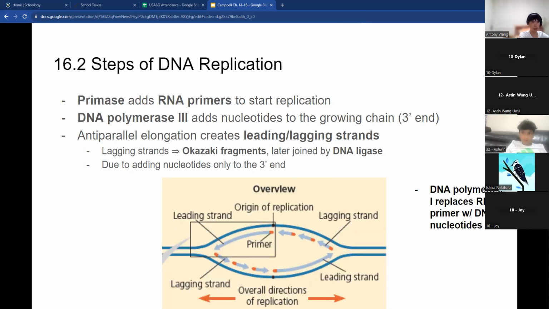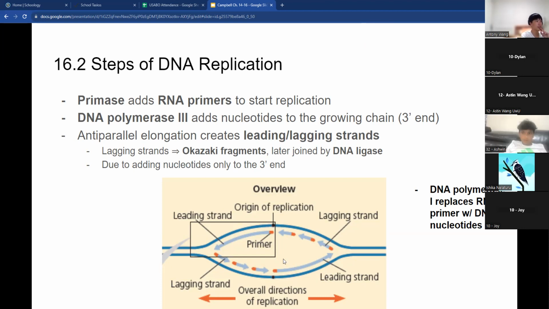Here's an important detail. Polymerases can only add nucleotides to the 3' end of a DNA chain. Remember how I said DNA is antiparallel? It has a front and a back. Polymerases can only add to the 3' end, or the back end, of the DNA.